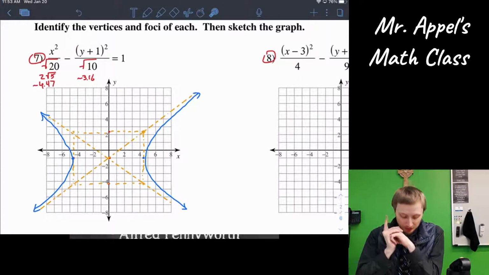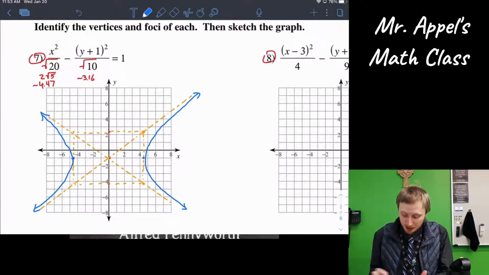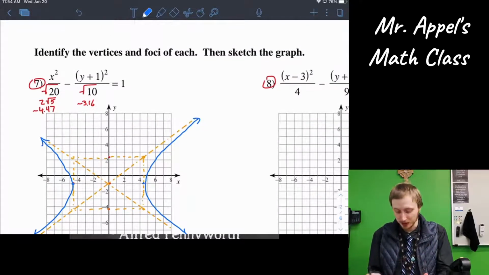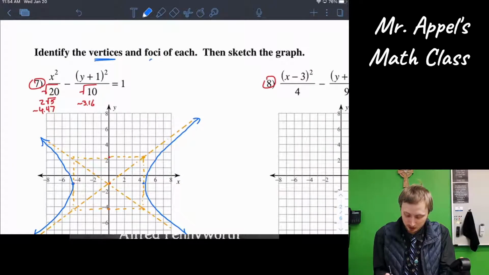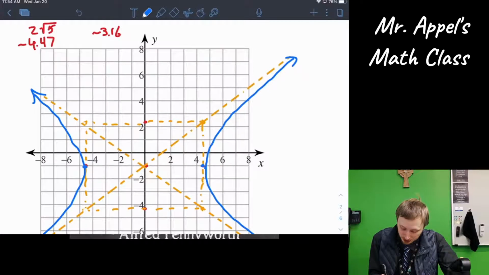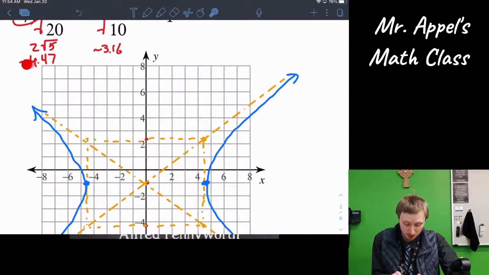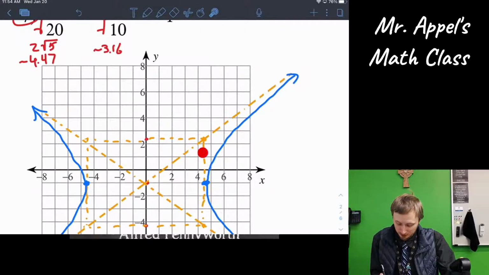We just have one more thing to do. Identifying the vertices and the foci, right? I went backwards. I sketched first. We got to identify the vertices and the foci. Vertices we got, right? That's these guys. That's where the graph touches the box. Right there. So we need our actual x distance, we're going to need to use that number. So it's positive and negative 4.47, or 2 root 5, and down 1.